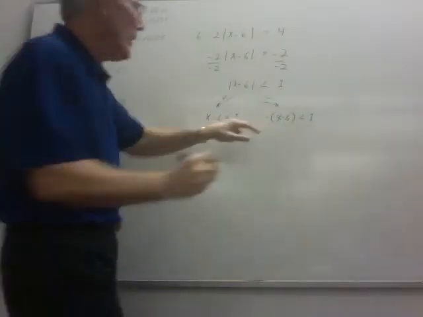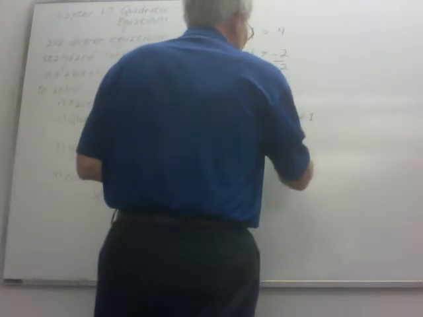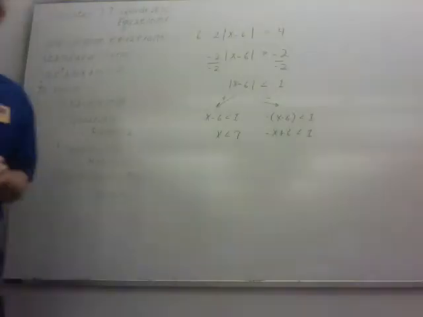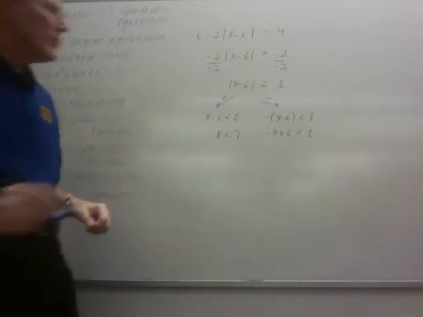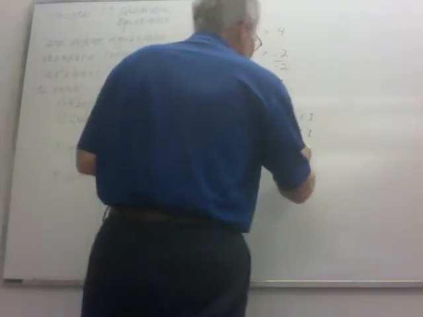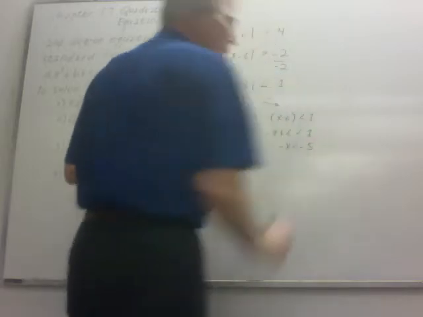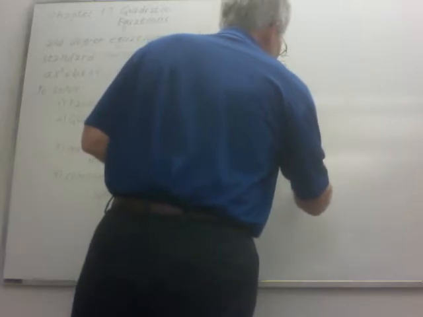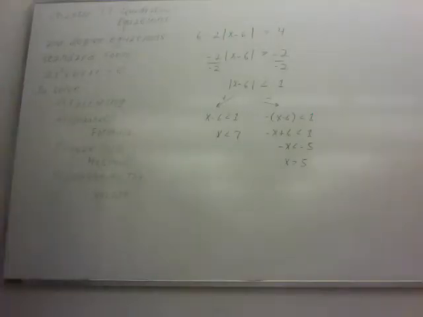Over here, I have to distribute. I get negative x plus 6 is less than 1. I need to subtract 6, so I get negative x is less than negative 5. Now, once again, I'm going to divide by a negative number. If I divide by that negative number, I've got to switch that inequality sign. So x must be greater than 5. Divide both sides by negative 1. X has to be greater than 5.